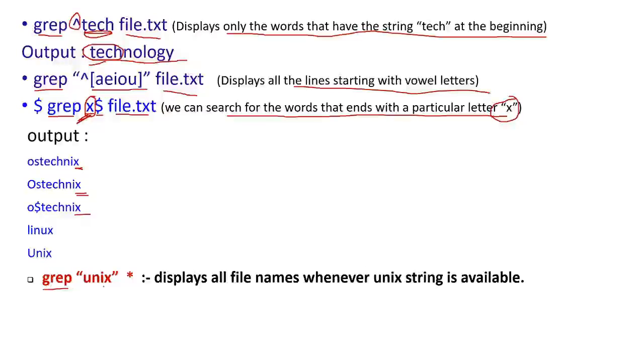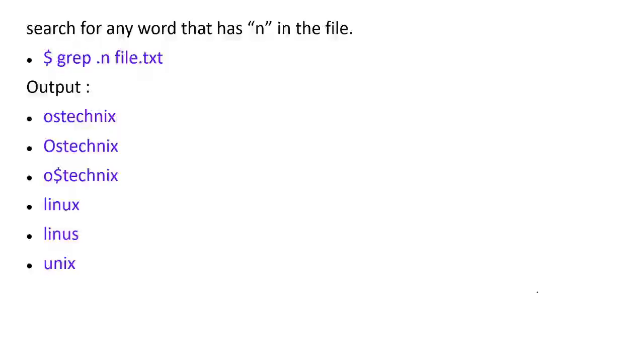Another example, the grep command, and this is the Unix word and a star. We have not given any particular file name here. So it displays all file names wherever the Unix string is available. Suppose you are in a particular directory. In that directory, whichever files are available, in those files wherever there is the word Unix, all those lines with the file names, it will display.